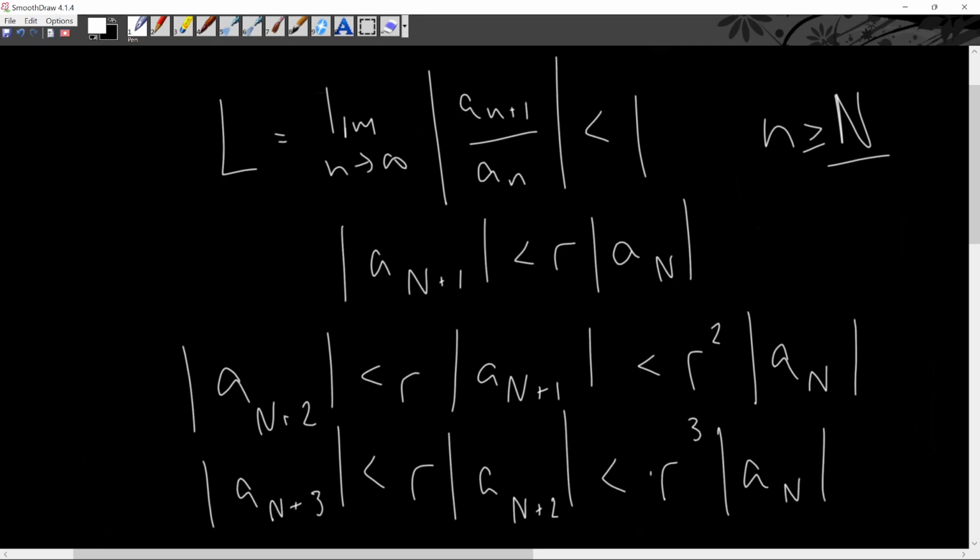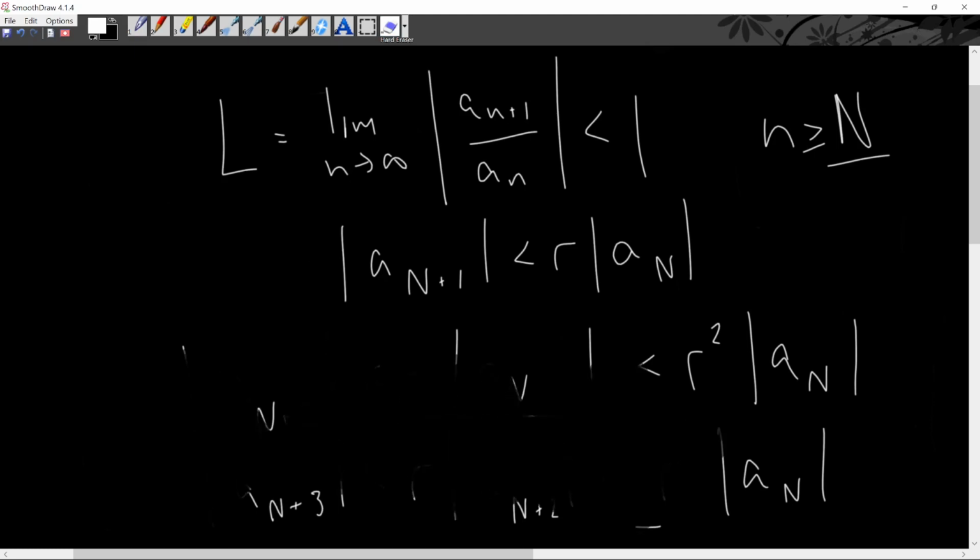I skipped a term in between here and here, but it's important to remember that this is a general trend that we can see as we increase the number of terms, or the term value that we're on.